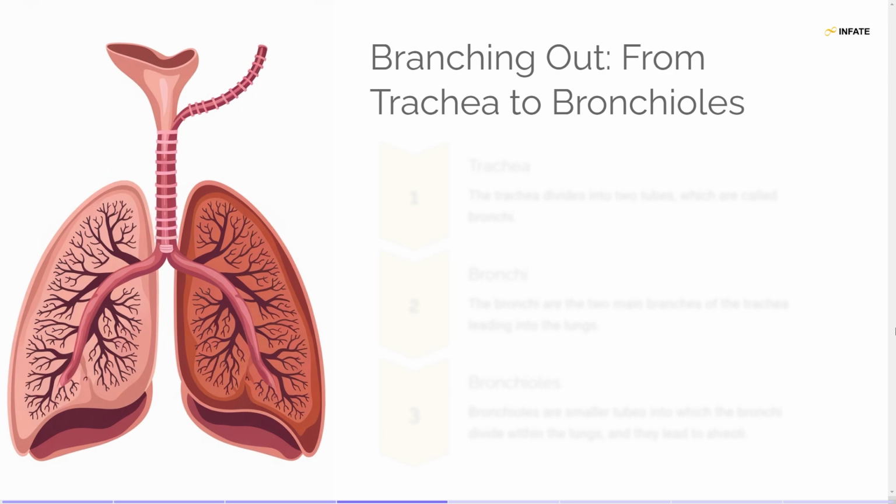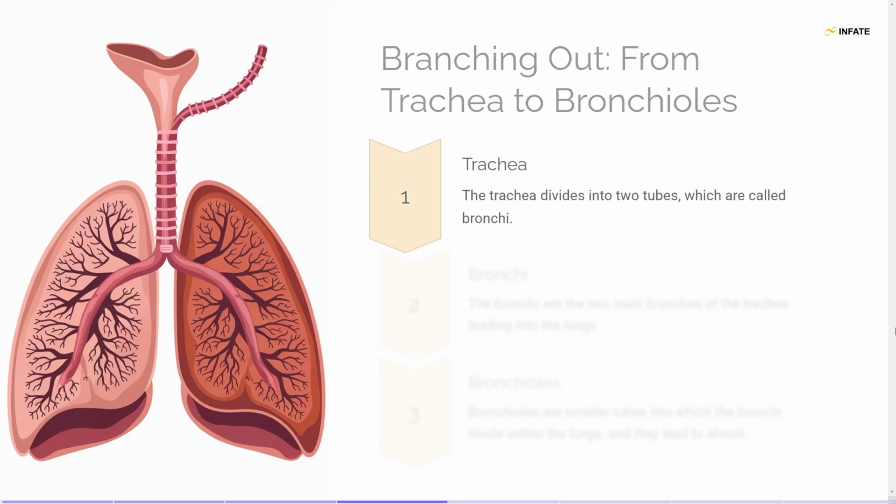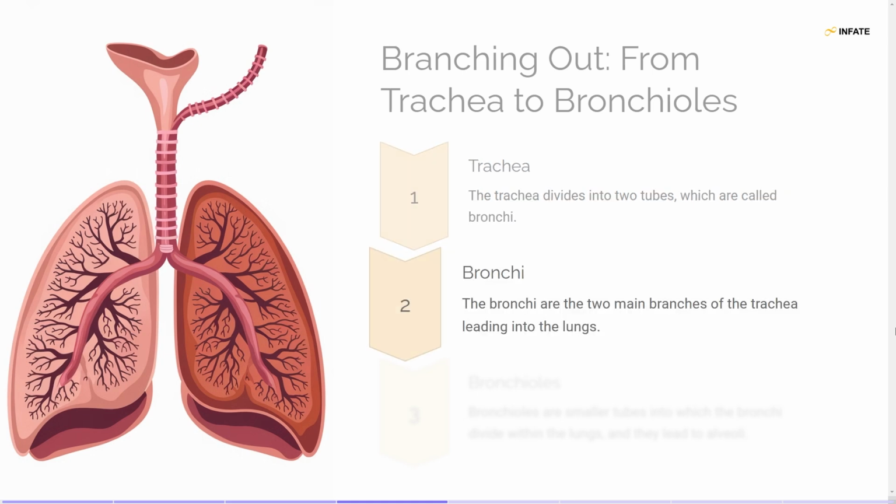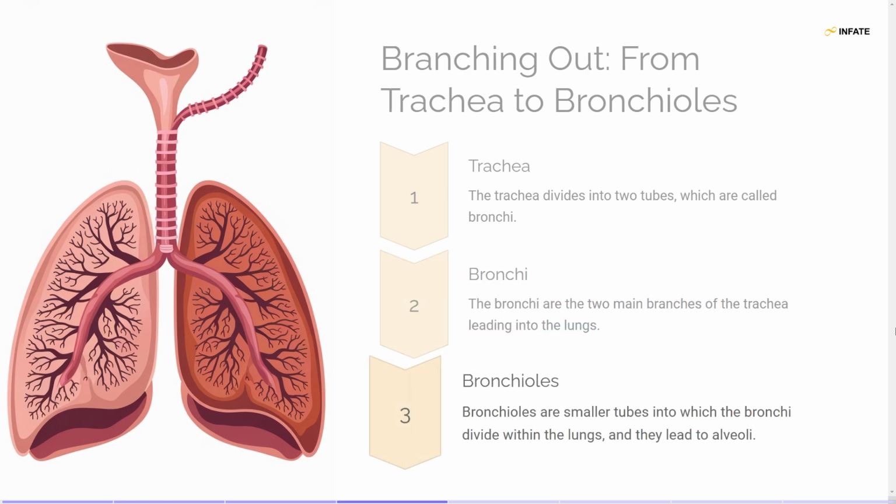Slide 4. Branching out from trachea to bronchioles. 1. Trachea. The trachea splits into two large tubes known as bronchi. 2. Bronchi. These are the two primary branches of the trachea, leading air into each lung. 3. Bronchioles. Within the lungs, the bronchi divide into smaller tubes called bronchioles, which further transport air to the alveoli for gas exchange.